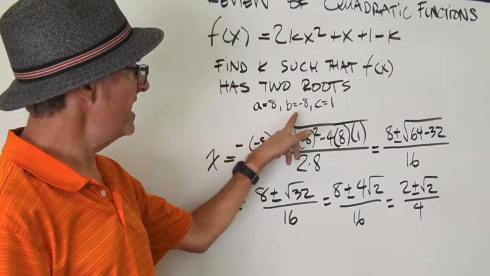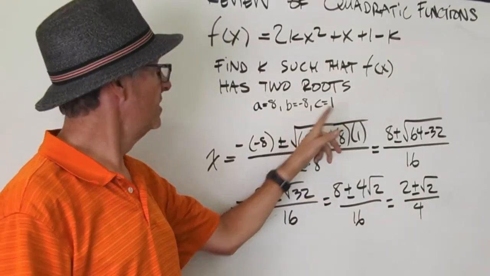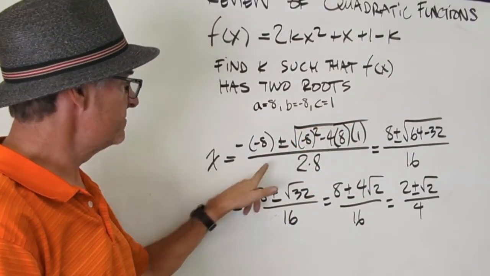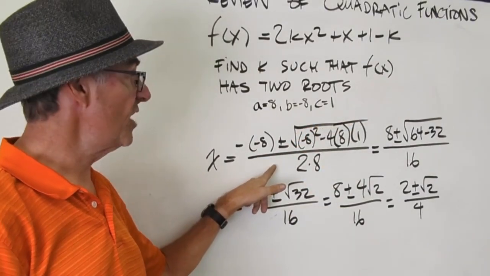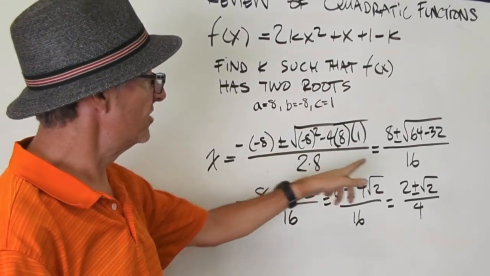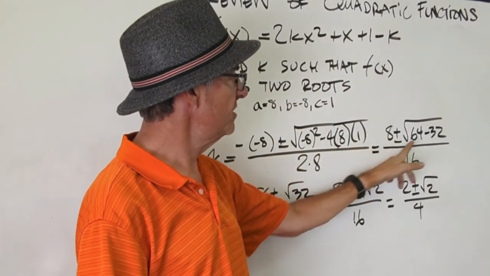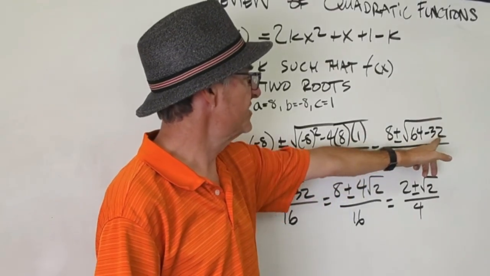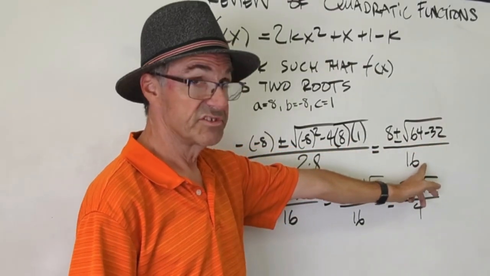I brought over my a, my b, my c from the last board. So here are those values. Here is my straight up plug-in step in the quadratic formula, no math done, just plugging in. And then I'm crunching numbers. So my 8 goes to positive. I'm going to end up with 64 minus 32 under the root. That's going to be over 16.